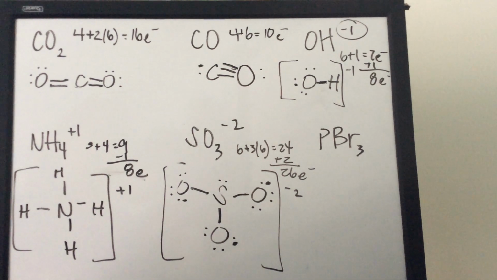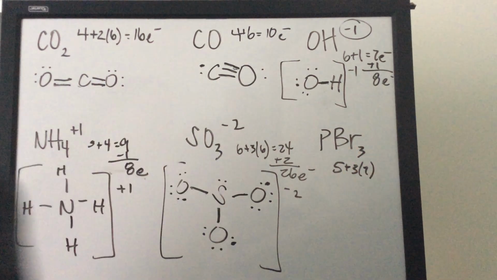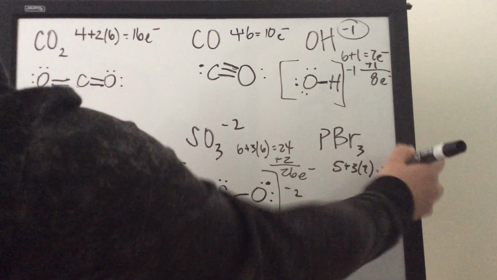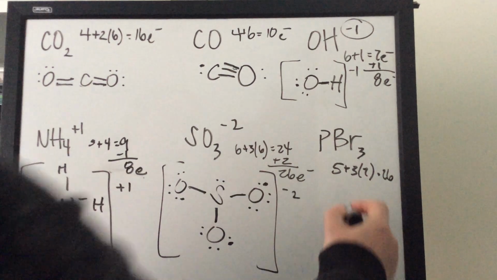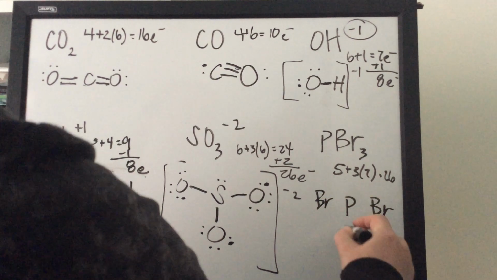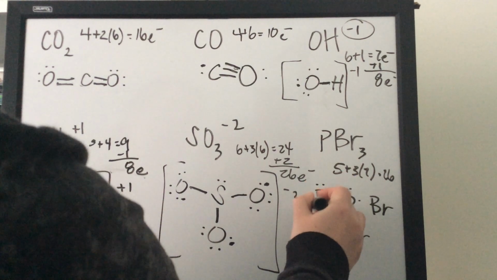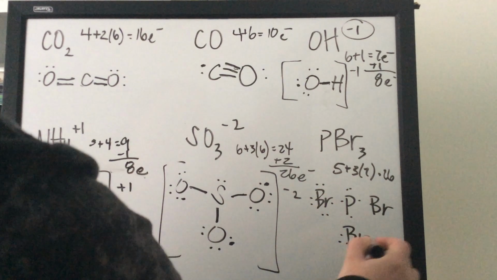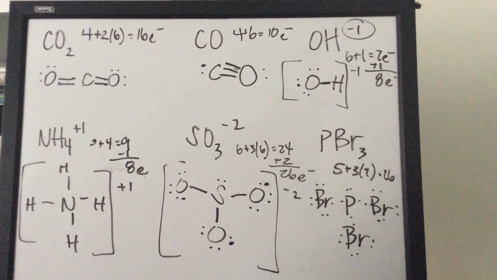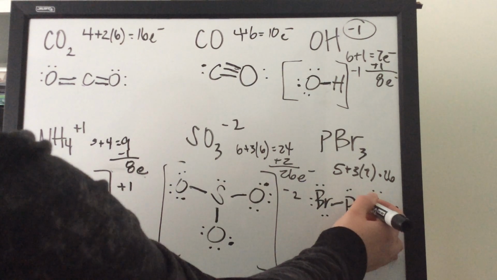PBr3, phosphorus brings me 5, plus 3 bromines, each bringing me 7, gives me a total of 26. In this case, P is in the center. The bromines are going to attach to the P. Phosphorus gets 5. Bromines get 7. Getting smart about your dot placement. Okay, and this one works out very nicely. Single bond, single bond, single bond.